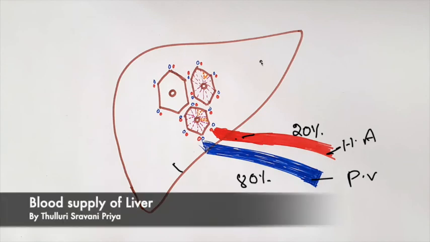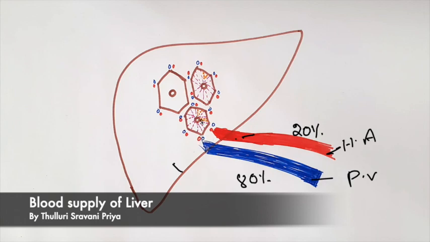Look here, this is the blood supply of the liver. 80% of the blood supply is by the portal vein, whereas 20% is by the hepatic artery. These two divide outside before entering the liver. After entering the liver, they divide into segmental branches, then lobar branches, and then interlobular branches. This is the interlobular branch of the hepatic artery, and the interlobular branch of the portal vein. They come up to this level.